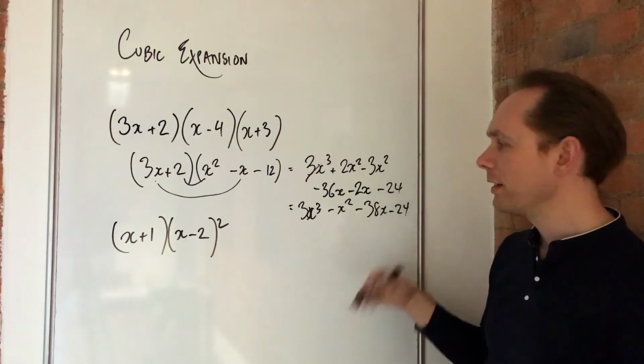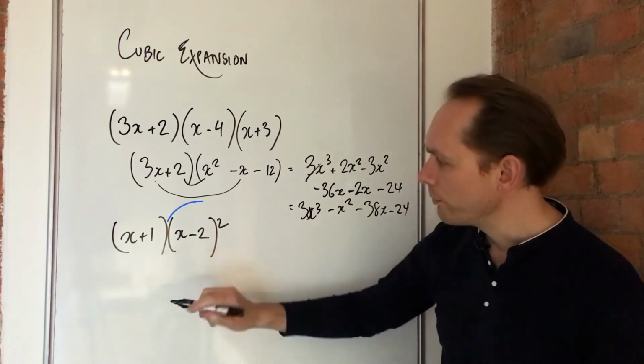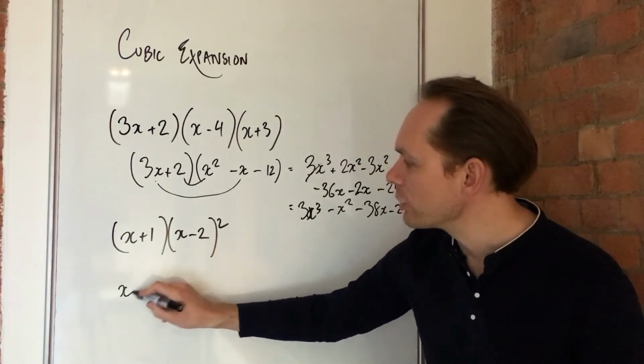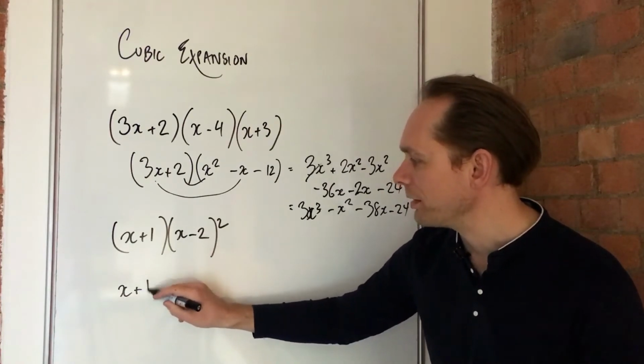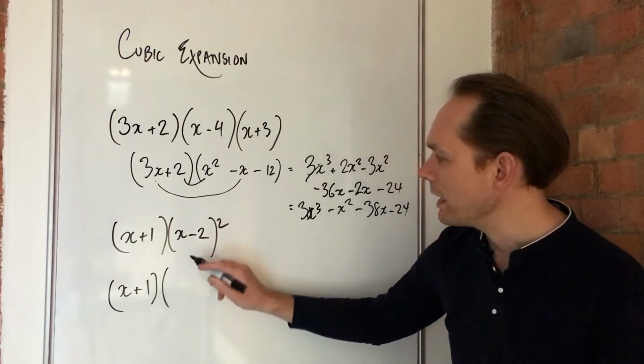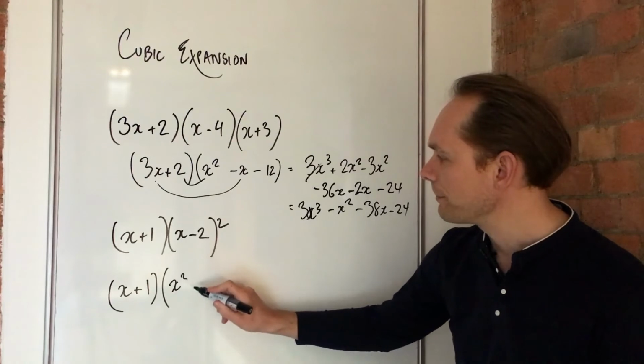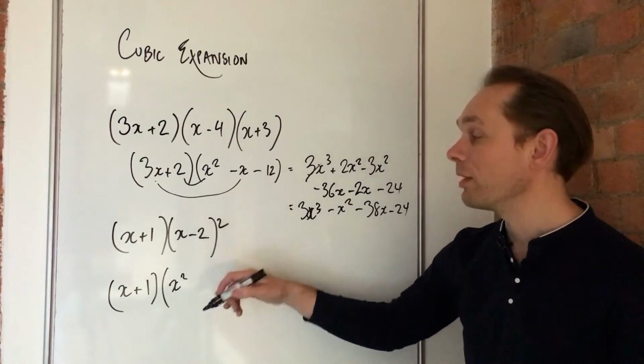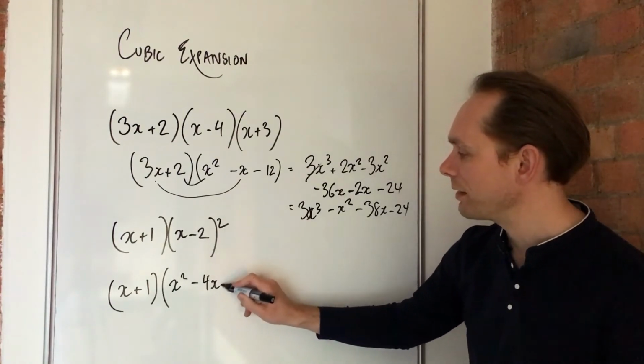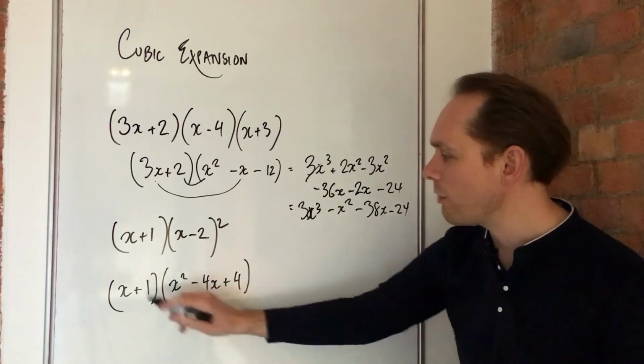Wasn't that fun? Okay, same thing here. We've got a squared expansion, so I'm going to do that bit first for sure. x plus 1, leaving you well alone. And here we're going to get x squared minus 2x, so minus 4x plus 4. And now I'm going to multiply it all out.